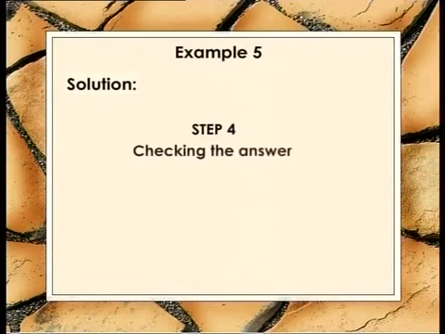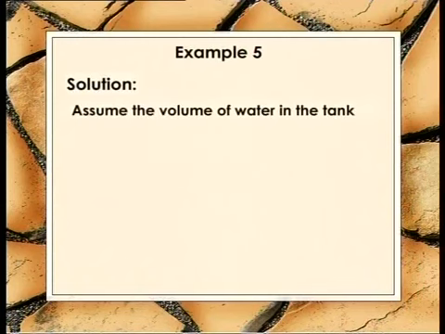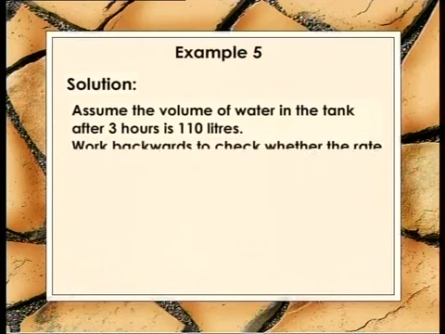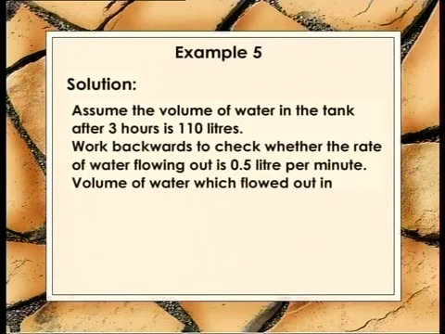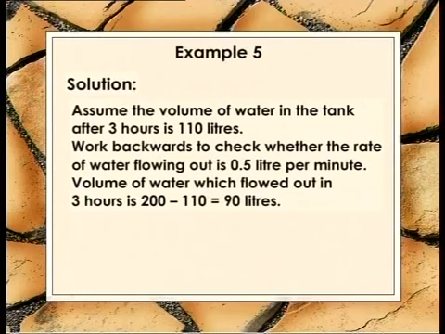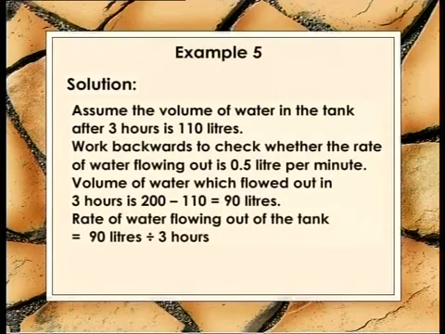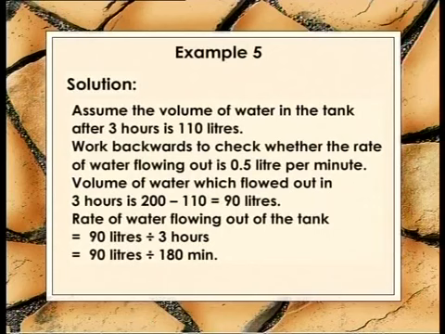Step 4. Checking the answer. Assume the volume of water in the tank after 3 hours is 110 liters. Work backwards to check whether the rate of water flowing out is 0.5 liter per minute. Volume of water which flowed out in 3 hours is 200 minus 110 equals to 90 liters. Rate of water flowing out of the tank equals to 90 liters divided by 3 hours equals to 90 liters divided by 180 minutes equals to 0.5 liter per minute.